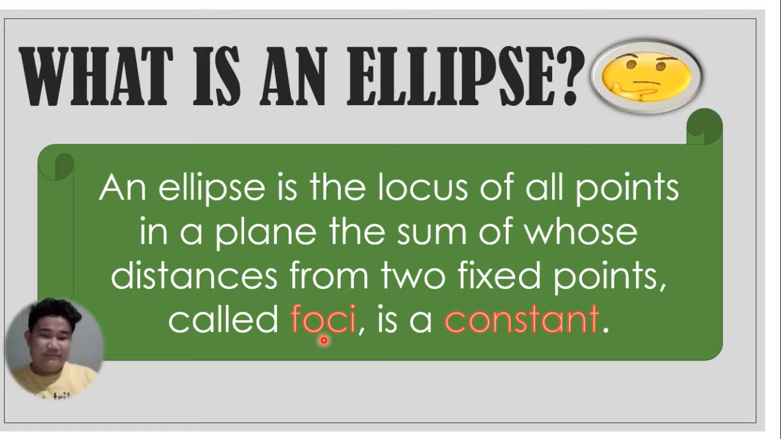And foci, in other books, this can be read as foci, foci, or foci. And we have two fixed points. Remember, in our parabola, we have a fixed point, but only one. But in our ellipse, we have foci. We have two fixed points, by which the sum of the distances of these two fixed points is a constant.